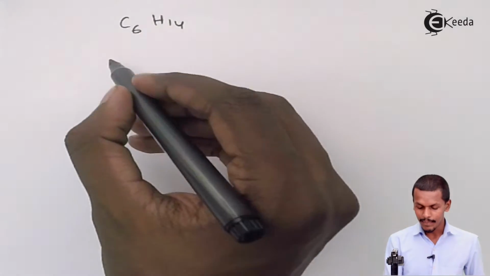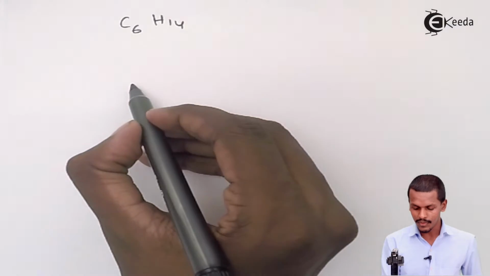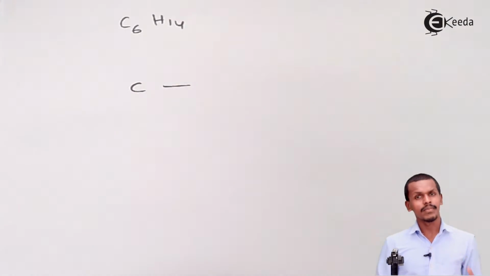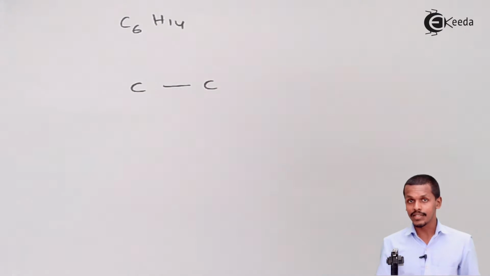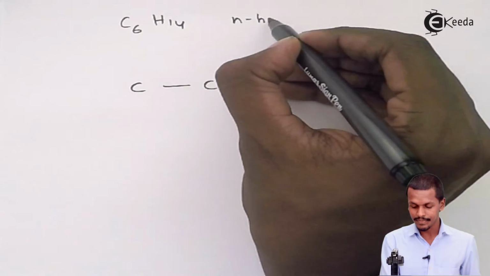Because it is hexane, we could have carbon-carbon single bonds. There are 6 carbons that could be arranged in a straight chain, because I am talking about n-hexane.